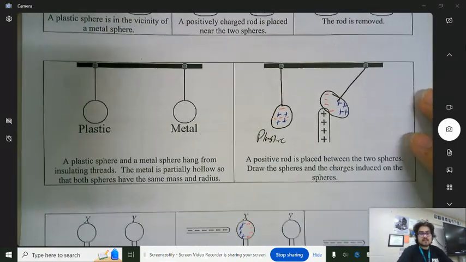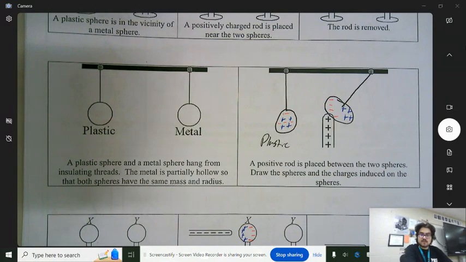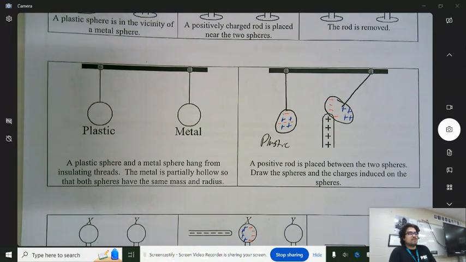Okay, this next example has a plastic sphere and a metal sphere hanging from insulating threads, which means that there's no charges on the threads, or if there are charges, it's not important to the problem, okay? The metal is partially hollow, so both spheres have the same mass and radius. That's just important to note for it.